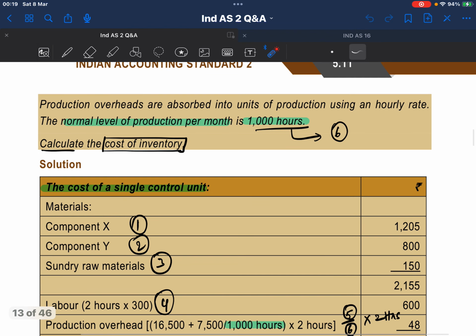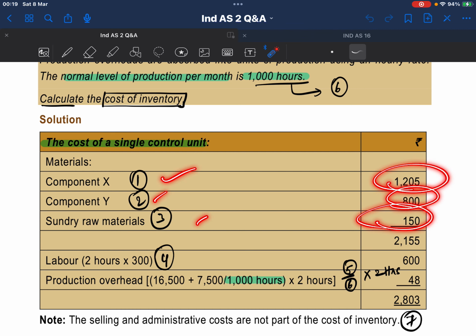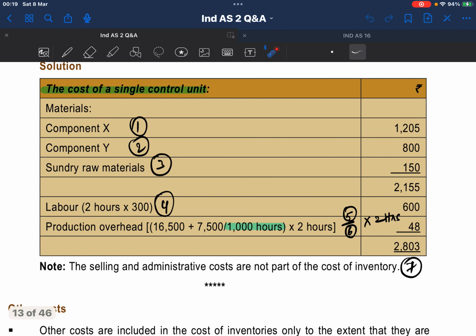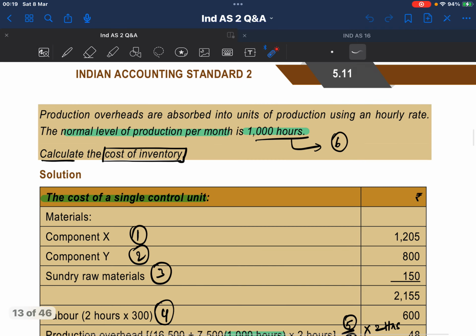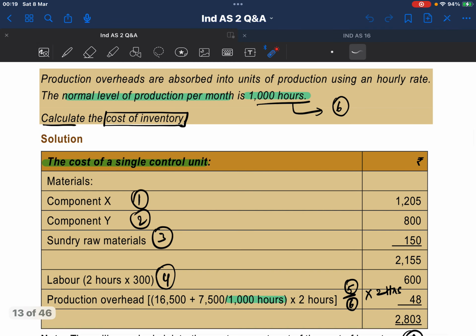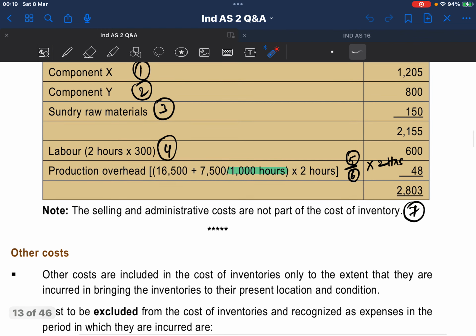Calculate cost of inventory. Solution: cost of a single control unit, which is component X value taken, component Y value taken, raw material taken, the same data given in the question. For labor it is 2 hours into 300, and for production overheads it is factory rent plus energy cost divided by 1000 hours, which is given here, into 2, because each unit takes 2 hours to produce, which gives a total of 2803. Note: the selling and administrative costs are not part of cost of inventory.